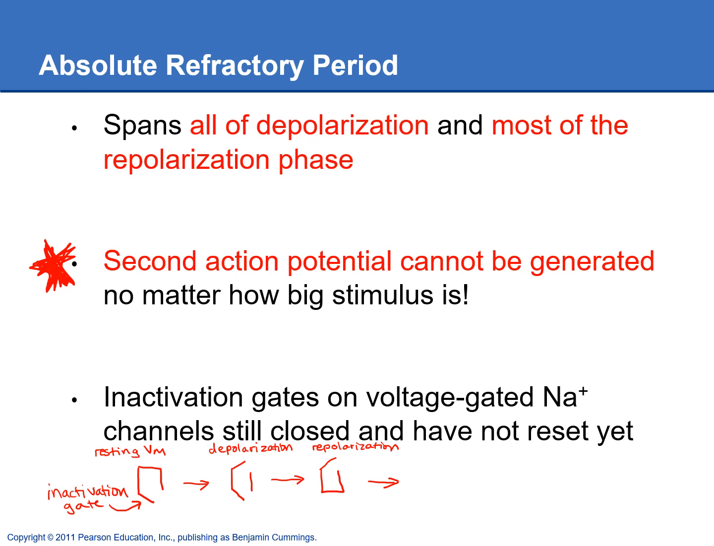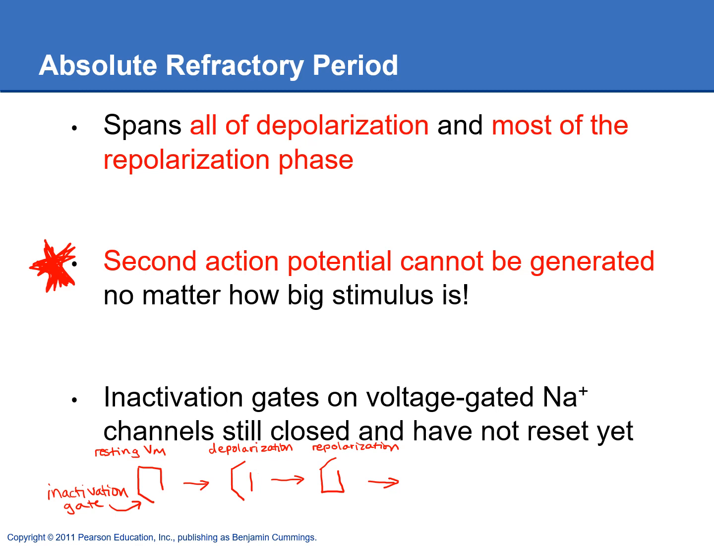And the stimulus could be gigantic, like your foot got ran over by a car. You could not get another action potential during the absolute refractory period. It doesn't even matter how big the stimulus is, there's no way you could get a second action potential during the absolute refractory period. The reason is that the inactivation gates on the voltage-gated sodium channels are still closed and they haven't been reset yet.